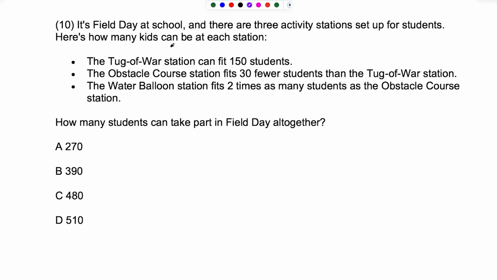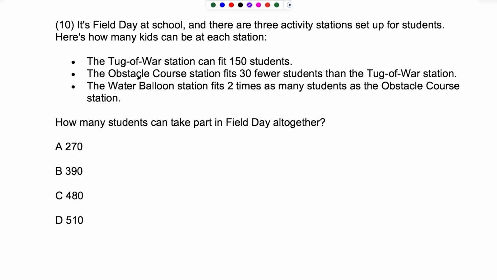Question 10, it's field day at school and there are 3 activity stations set up for students. Here's how many kids can be at each station. The tug of war station can fit 150 students. The obstacle course station fits 30 fewer students than the tug of war station. And the water balloon station fits 2 times as many students as the obstacle course station. How many students can take part in field day altogether?